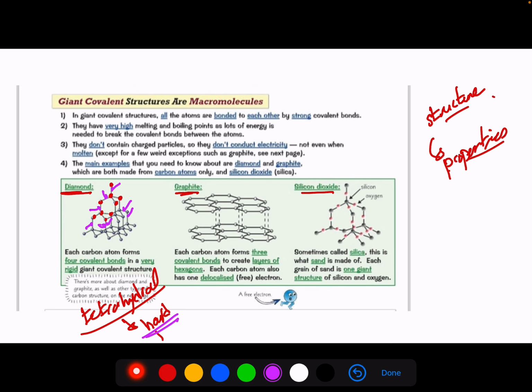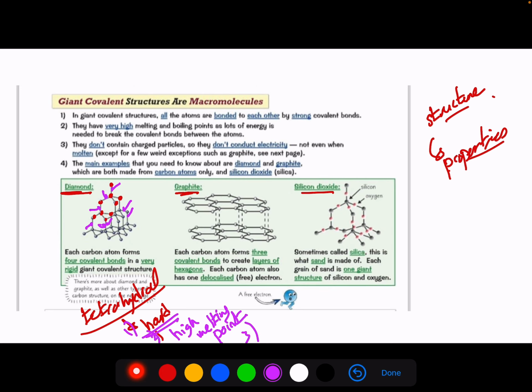Do you expect diamond accordingly would have a high or low melting point? Oh, bonds are hard, bonds are strong. It would have a high melting point. Common sense. All right? So hard, high melting point.